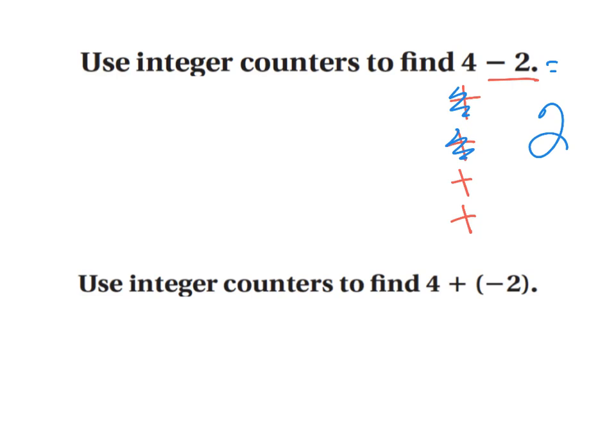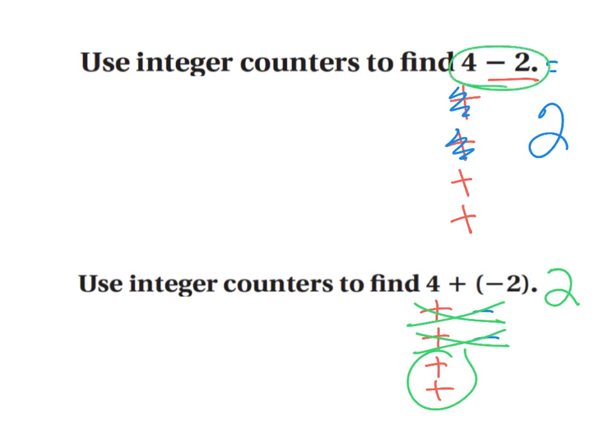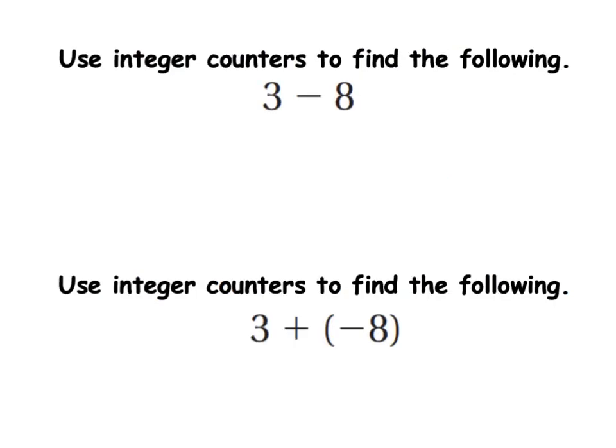With this problem, I have 4 positives plus 2 negatives, and like what we did before, we crossed them out, and I have 2 left. So I want you to notice that 4 minus 2 and 4 plus a negative 2 have the same answer.